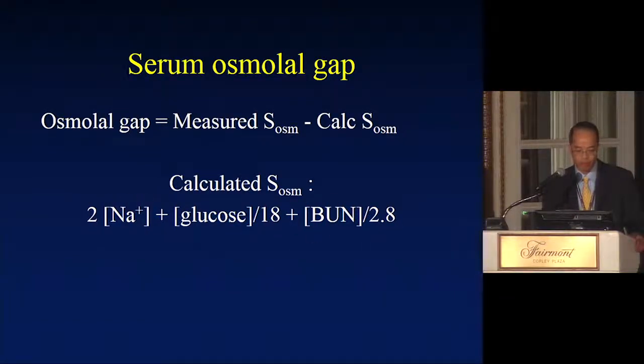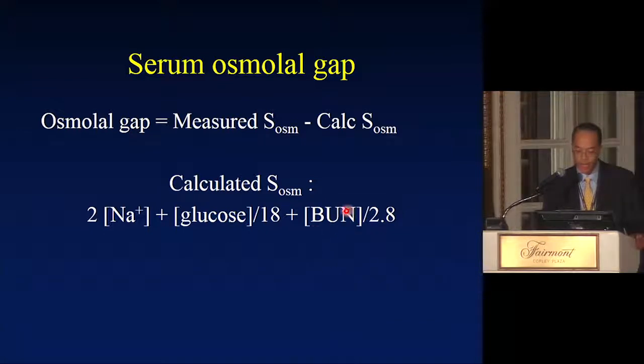The most important components of osmolality in the serum are the serum sodium and its accompanying anions. That's why we multiply it by 2. Glucose, which we divide by 18 because the glucose is in mg per deciliter and the molecular weight of glucose is 180.